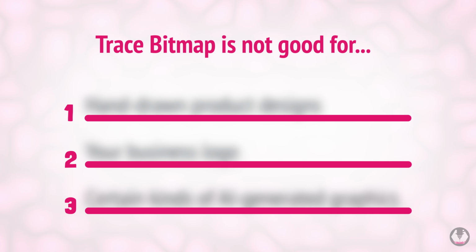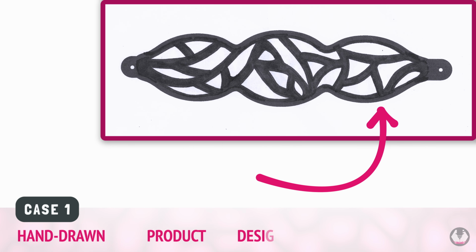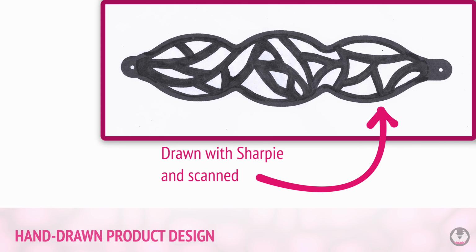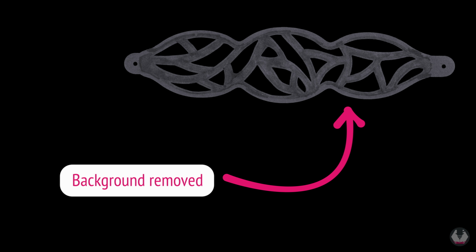Let's look at these 3 cases of high contrast images where you're not going to get the best result for what you need. And the last one is especially important if you're using AI generated images. The first case is when you need to turn a hand-drawn design into an actual cut file. I'm using this bracelet design as an example, but the same issue can come up with any drawn designs where the final shape needs to be precise.